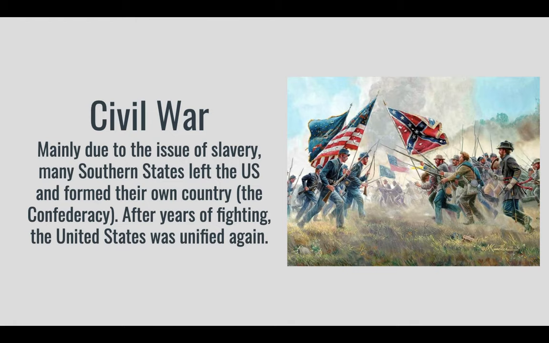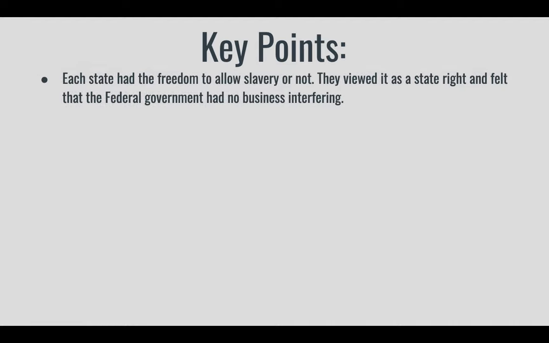It is mainly over the issue of slavery, but for a while some southern states left the U.S., and the northern states responded by attacking them and trying to force them back into the United States so they become a unified nation. And we're going to talk a little bit about how this came to be. At the time, every state got to decide if they were going to be a free state or if they're going to be a slave state that allowed slavery. And people viewed this as a state right.